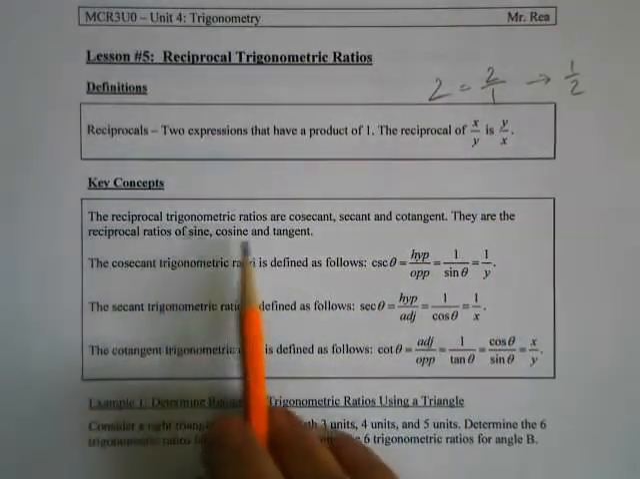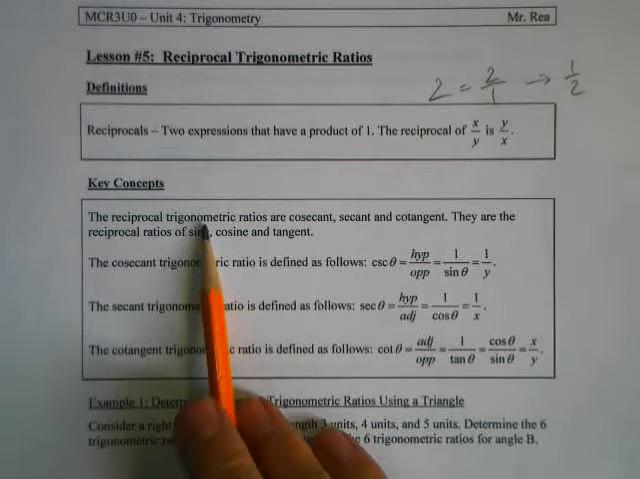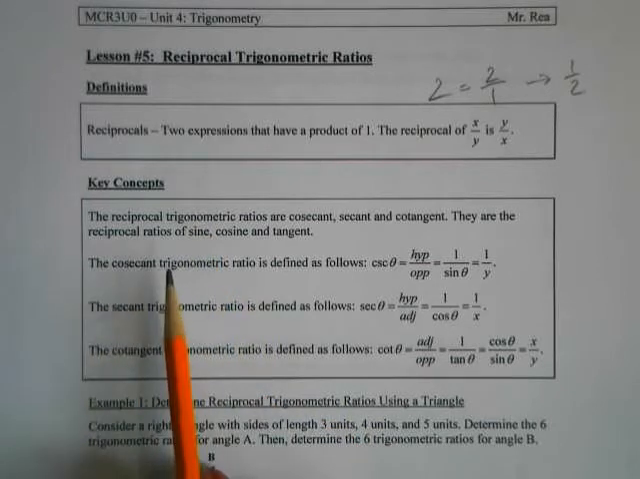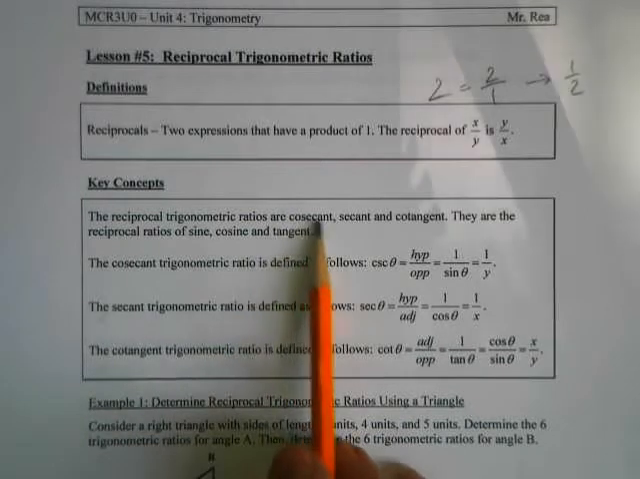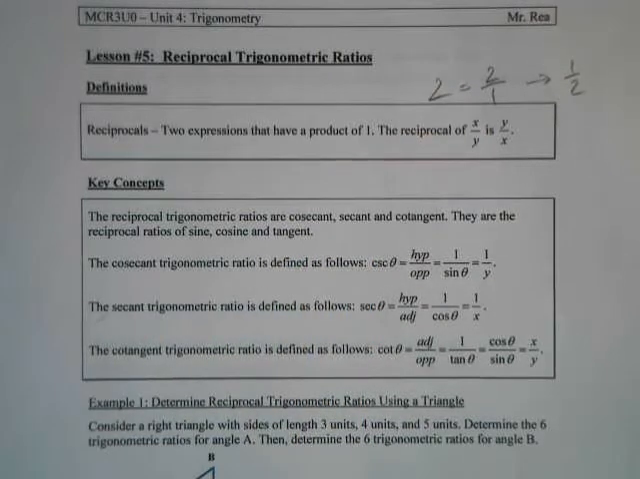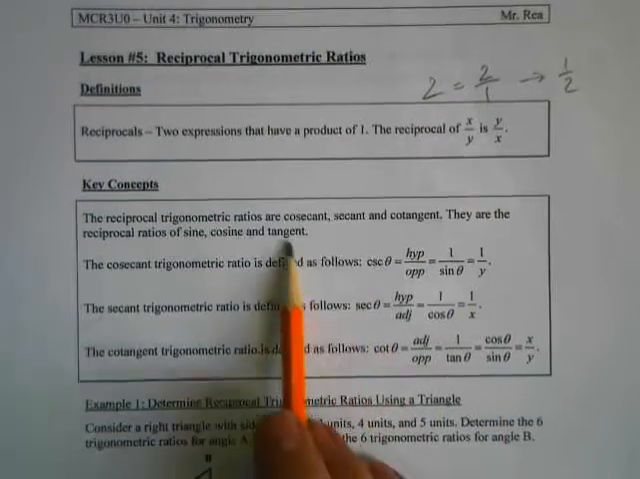So here are our definitions. This is probably the most important part. The reciprocal trig ratios are, here are the official names: cosecant, secant, and cotangent. And they are the reciprocals of sine, cosine, and tangent in that order. So what does that mean? Here's our first reciprocal ratio.